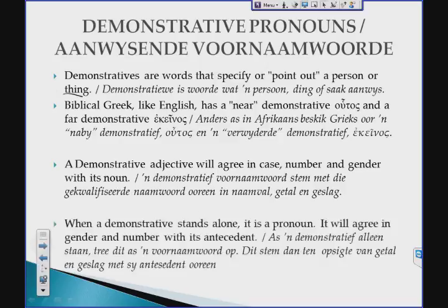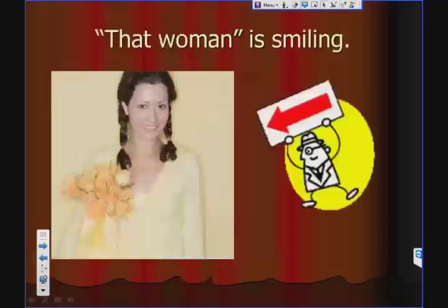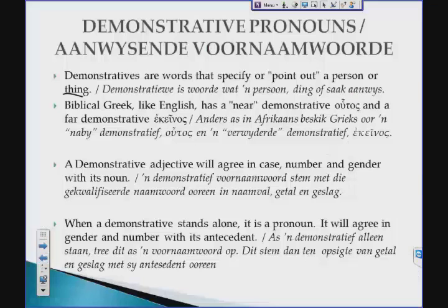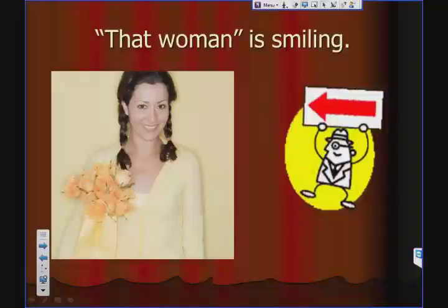Okay? Now, with demonstratives, we must also expect that when a demonstrative stands alone, it is a pronoun. Just like when I say he walked and so forth, and then you use it as a pronoun, okay? And then it will agree in gender and number with its antecedent. You can read more of these notes going forward. These are the pronouns that we use every day.